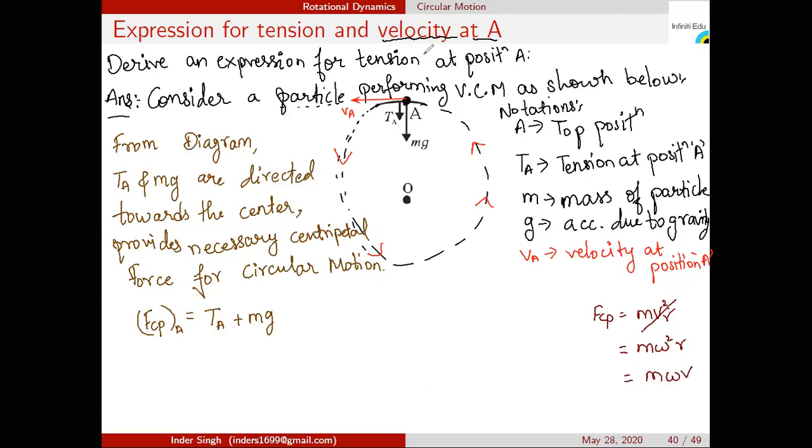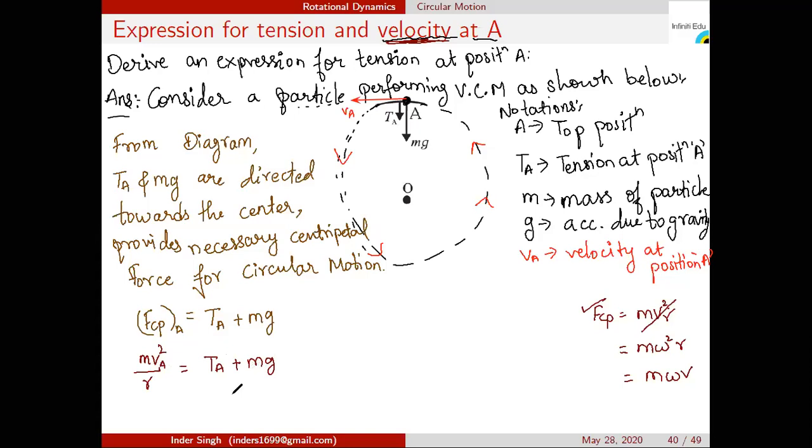But what we are interested in is velocity, the velocity at position A. So we will be using this formula. FCP is equal to mv square divided by r. But velocity is changing, and at position A the velocity is VA. So we can write m VA square divided by r. So this value is equal to TA plus mg.